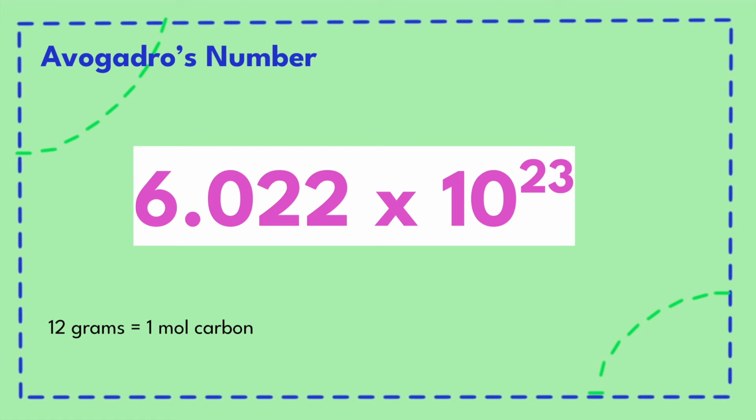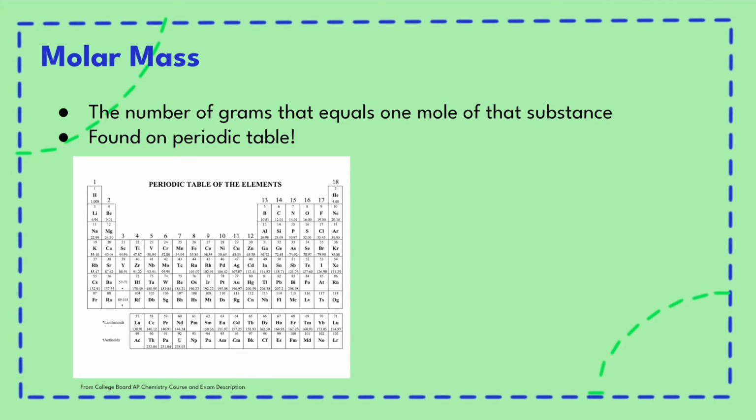Now, let me tell you something really special. What I'm about to tell you is something you will be using throughout your chemistry class and even in the lab, and even more so if you choose a career in chemistry. 12 grams of carbon, if we look over here, is also equal to the atomic mass of carbon. That's the number you see on the periodic table.